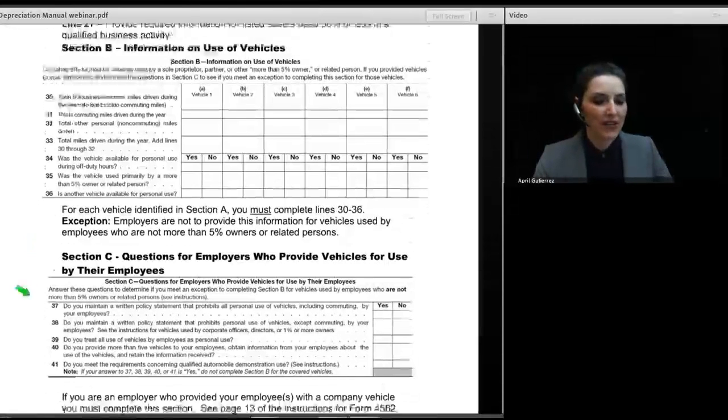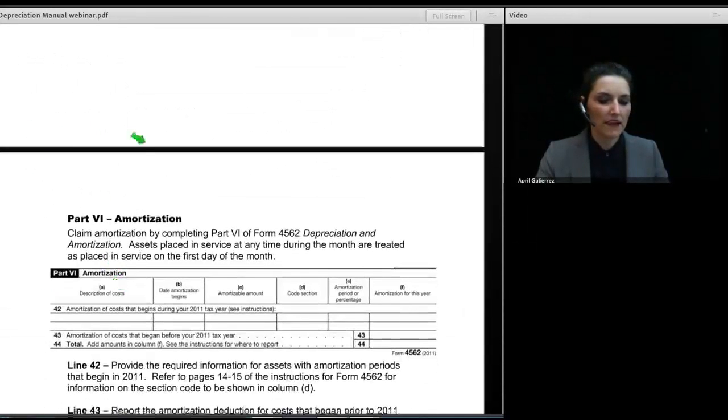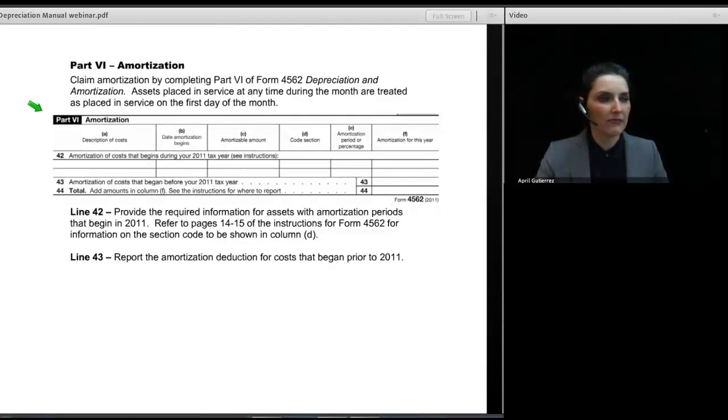Okay. Then we have Section C, questions for employers who provide vehicles for use by their employees. If you are an employer who provides a vehicle for use by your employees, you need to fill out this section. And finally, Part 6, amortization. Claim amortization by completing Part 6 of Form 4562. You will enter a description of the asset, the date that amortization began, the amortizable amount, the code section, the amortization period or percentage, and the amortization for the year.